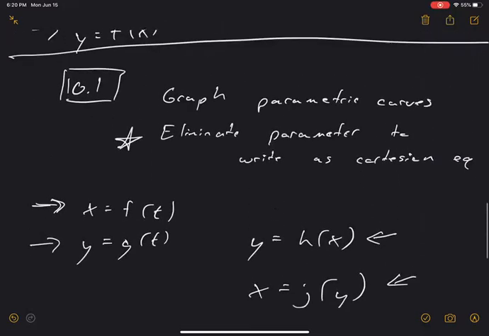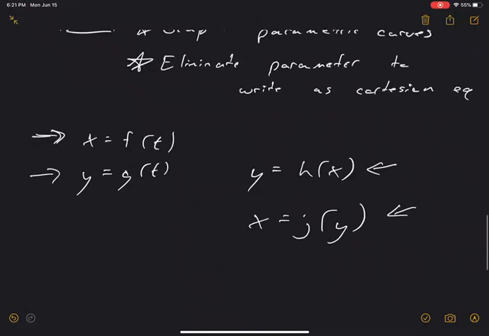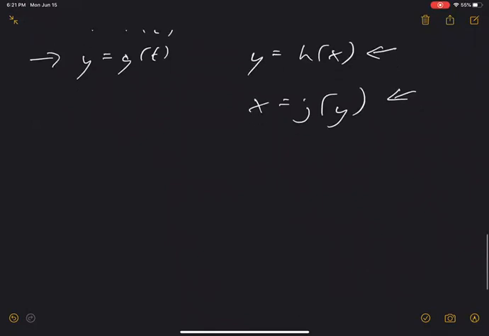And that's really all the material from 10-1. I think 10-1 is really just focused on graphing and eliminating the parameter. So if you can do those two things reliably, you should be good on those problems. Any questions on 10-1?